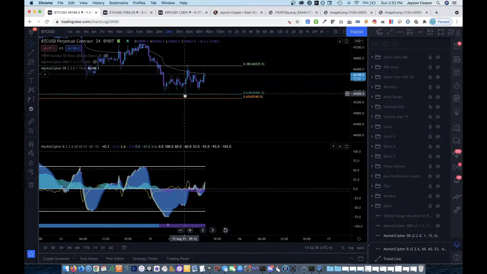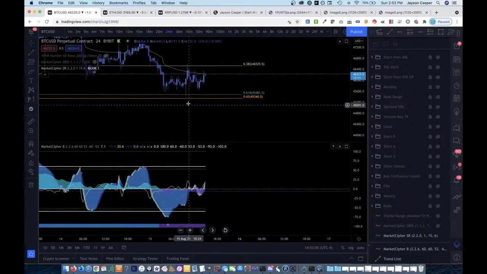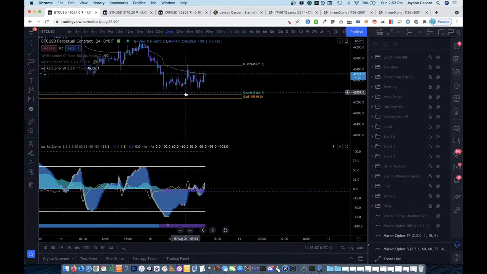Until the move is over, that green dot is not going to print. Look what happens actually. In this case, the green dot prints on the 24-minute before we even come down here. So in this case, you would have had good confirmation. You would have had a confirmed green dot before the dump.